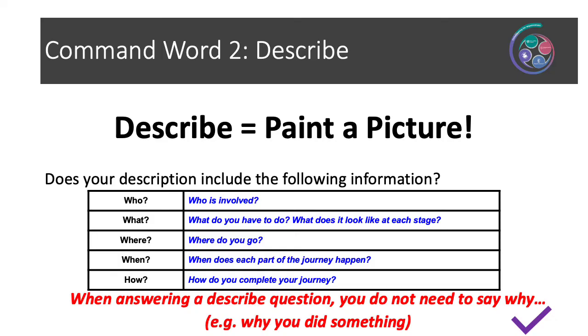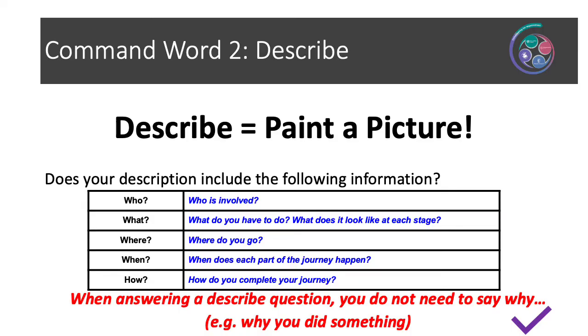So when you look at your description, hopefully you have got lots of detail in your description. And potentially these are some of the things that you will have mentioned. You might mention who. Who is involved in your journey to school? What? What do you have to do? What does it look like at each stage?